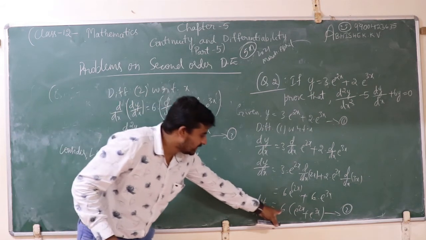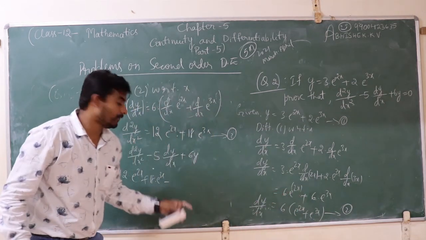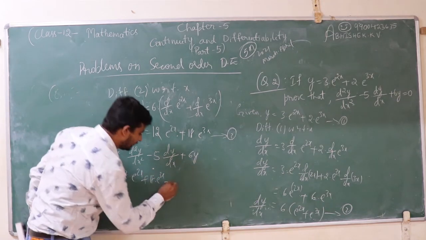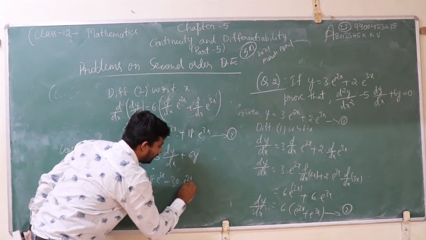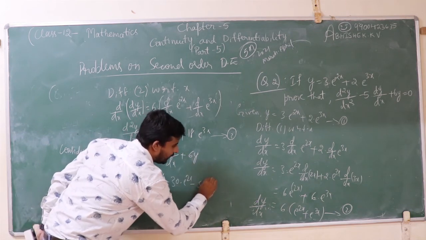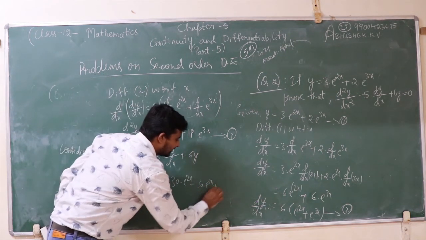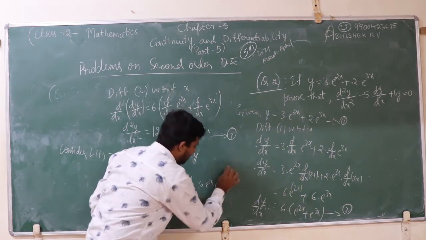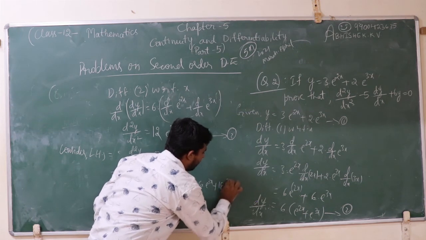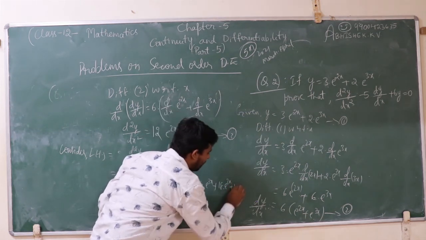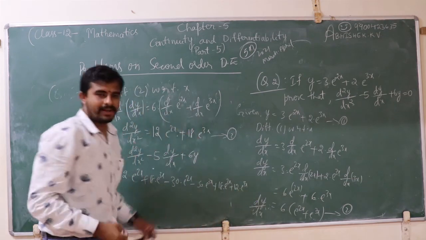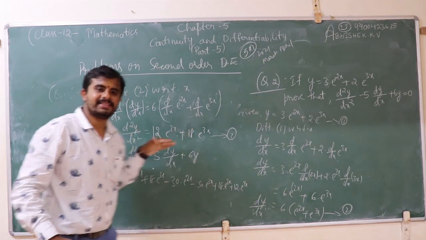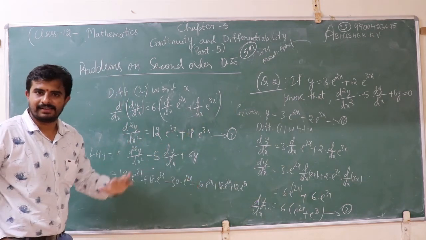what is dy by dx? 6 into e to the power of 2x plus 6 into e to the power of 3x. We need to multiply this with 5. So 5 into 6, 30 into e to the power of 2x minus 30 into e to the power of 3x, plus 6 into what is y? y is given from equation 1. 6 into 3, 18 into e to the power of 2x, plus 6 into 2, 12 into e to the power of 3x. See, if you mention these equations as 1, 2, 3, when we consider the LHS, we can easily write this, isn't it?